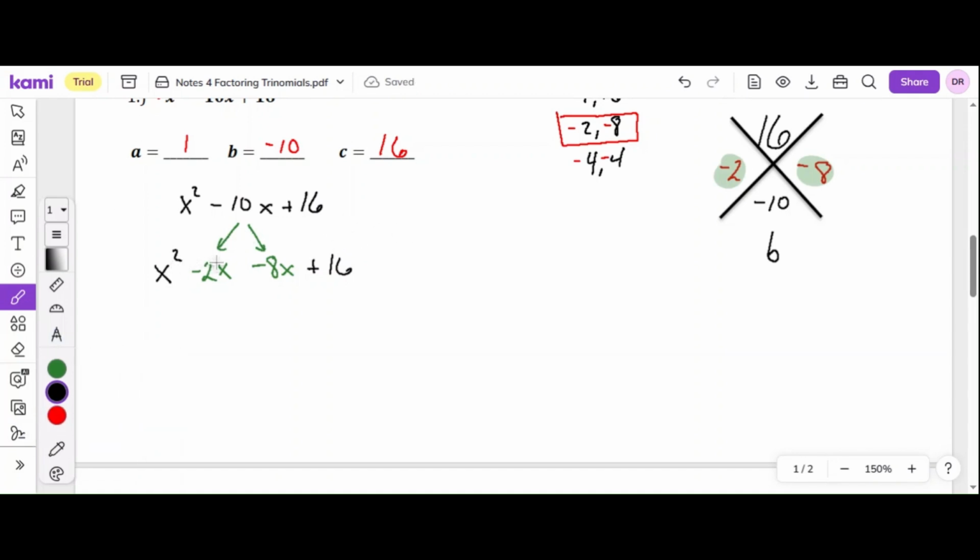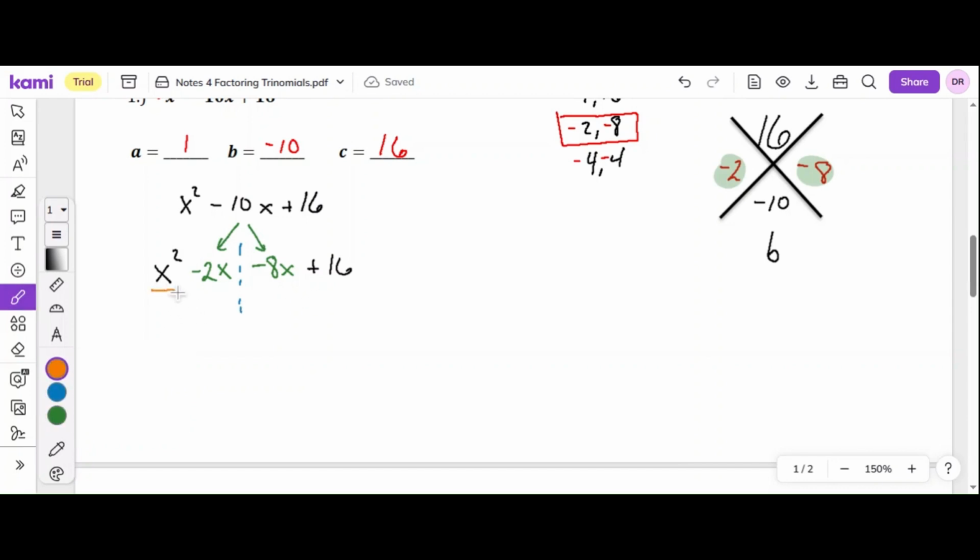Okay, so now that we've broken this into two parts, or we split the middle, you can see that we have two parts to this. We have the first half with the terms x squared and minus 2x. The second half, we have negative 8x plus 16. This is where we factor by grouping. So we break it up into two halves.